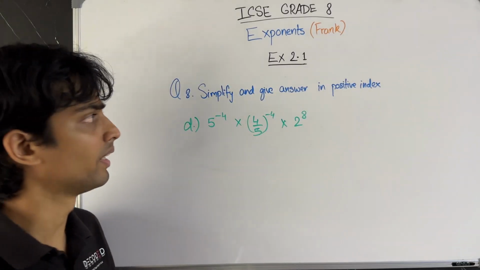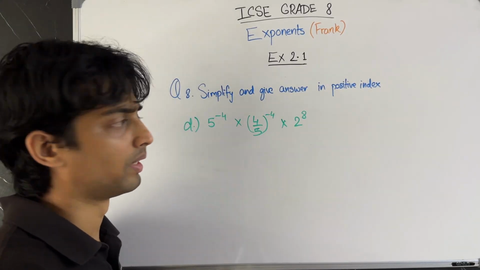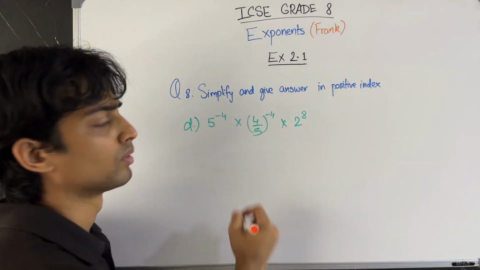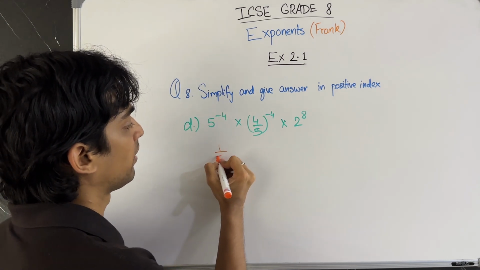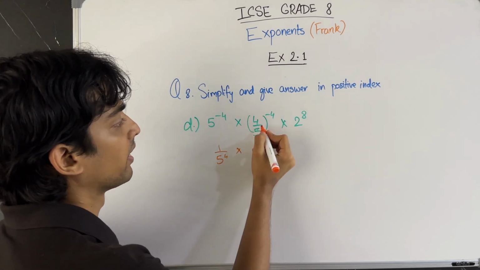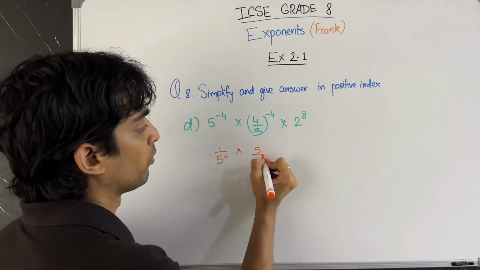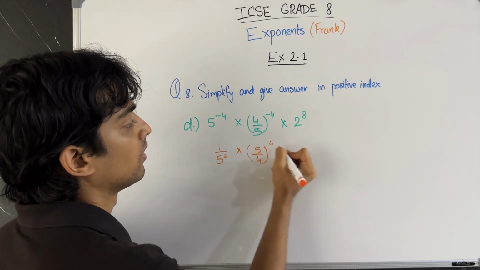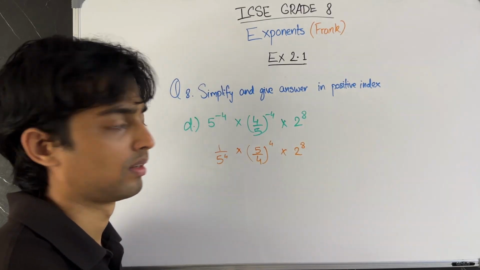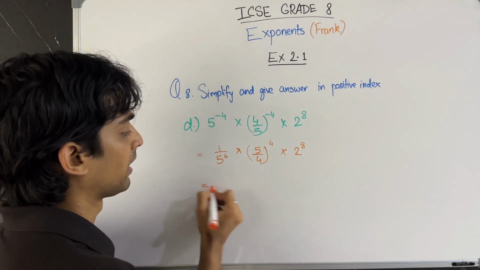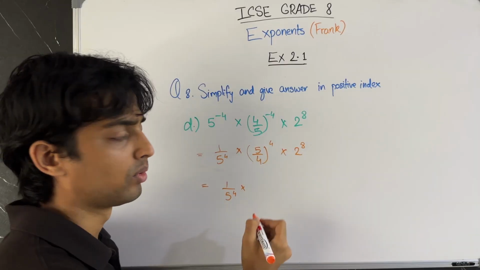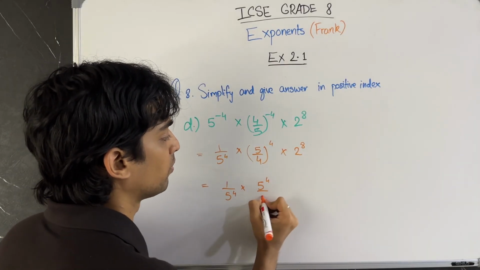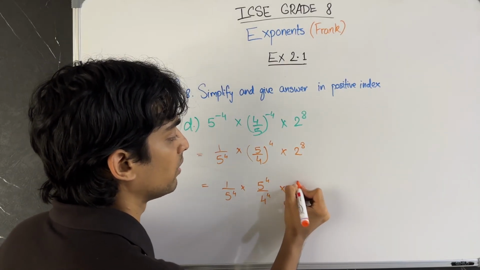Question 8, we have to get this in positive index. So these two are negative, so let's convert them into positive. Remove negative, reciprocal. So 1 upon 5 raised to 4 into, remove negative, reciprocal, so 5 upon 4 the whole raised to 4 into 2 raised to 8. Now let's open the brackets. So 1 upon 5 raised to 4 into, this gets distributed, so 5 raised to 4 upon 4 raised to 4 into 2 raised to 8.